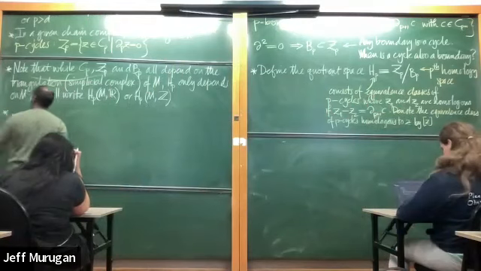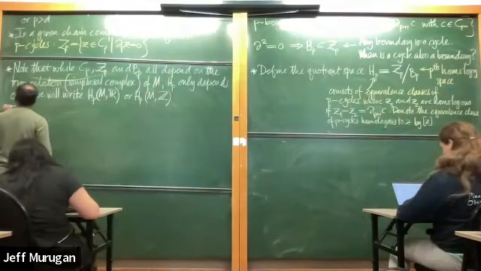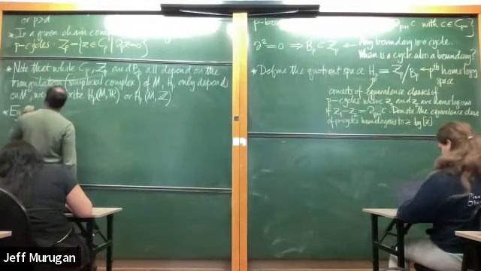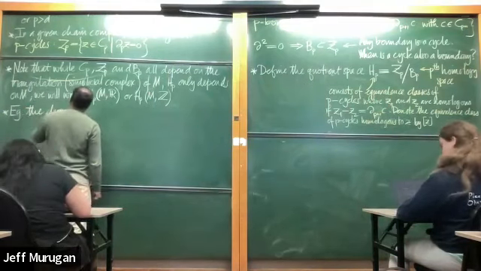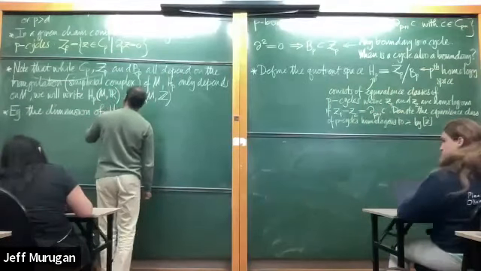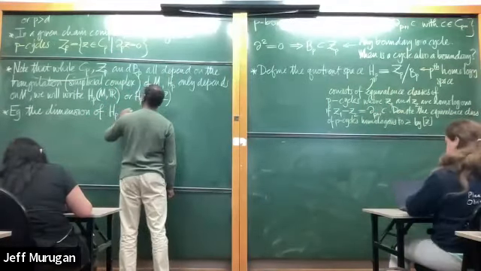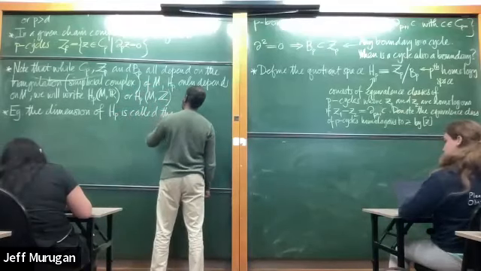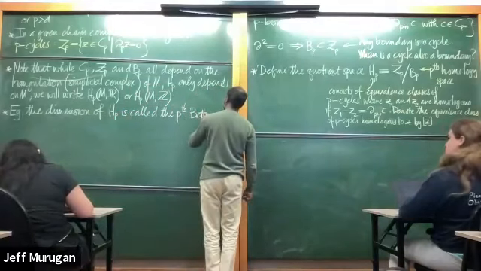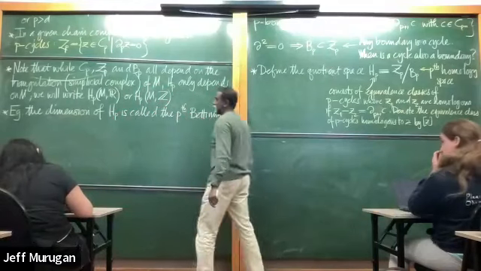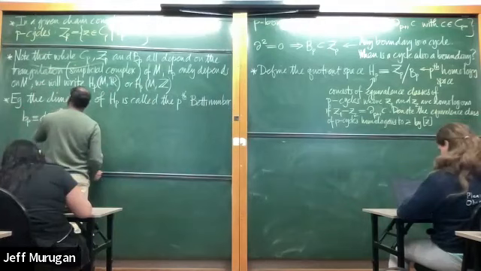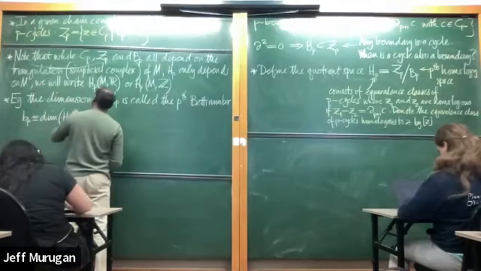So something that's going to be useful just now is the dimension of the homology group H_p. It is called the Betti number. So b_p is the dimension of H_p of M.